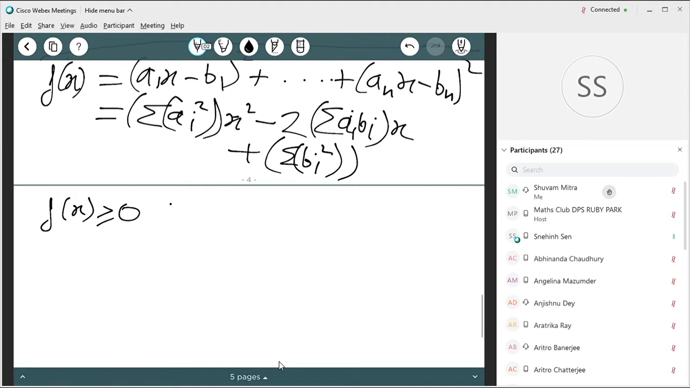So what does this tell about the discriminant of f? So the discriminant of f, as you might know, is less than or equal to 0. Why is it so? I think you missed the first step. The first representation says that it's the sum of squares. Okay, got it. Yes.